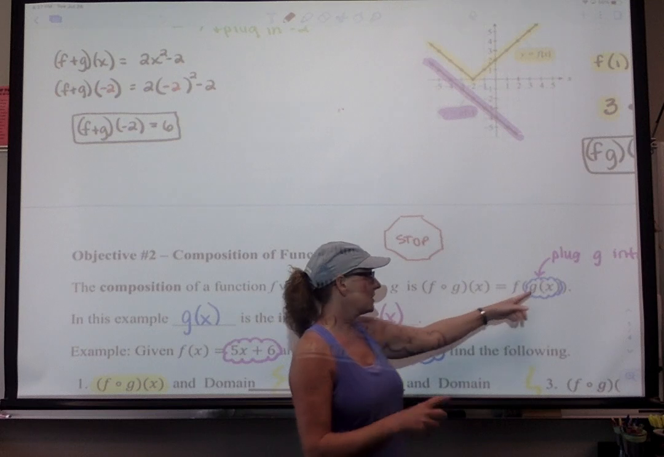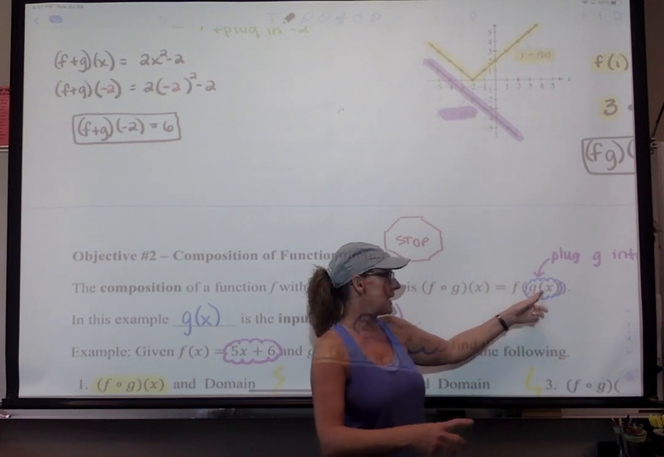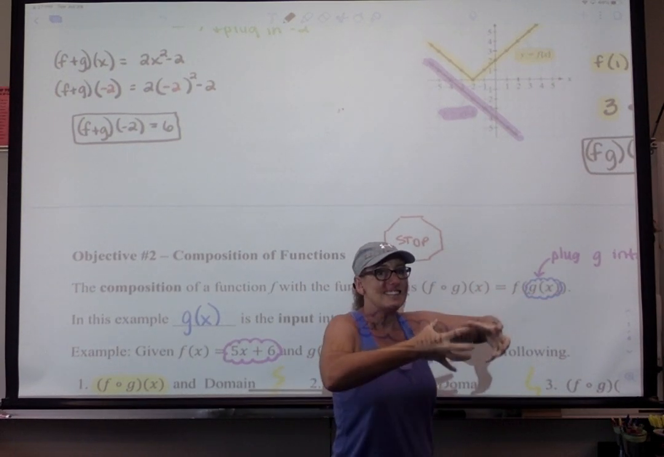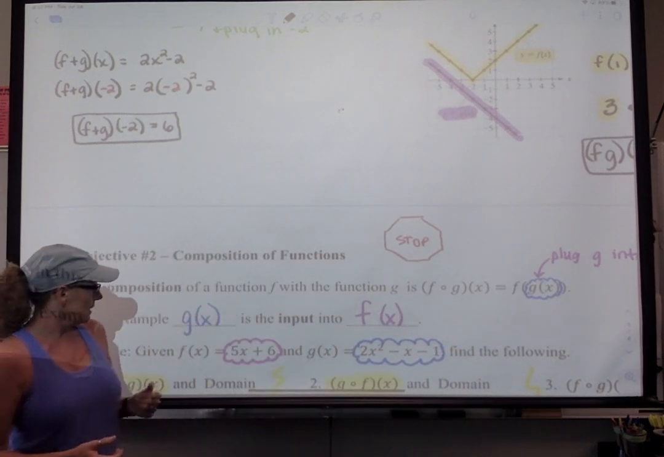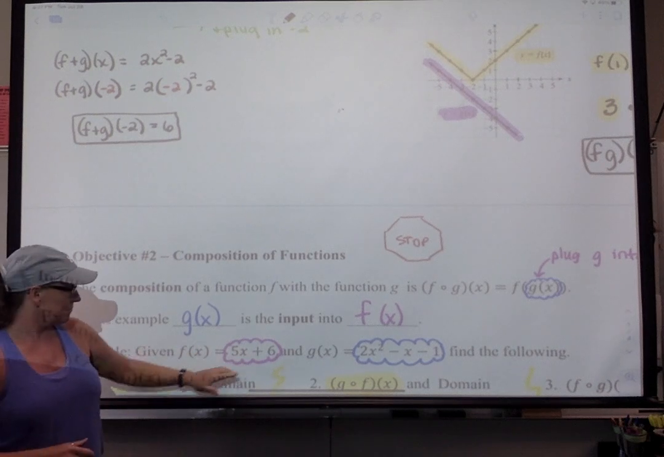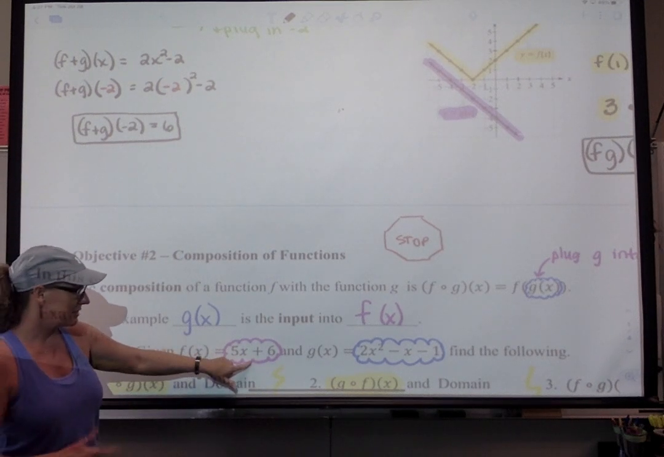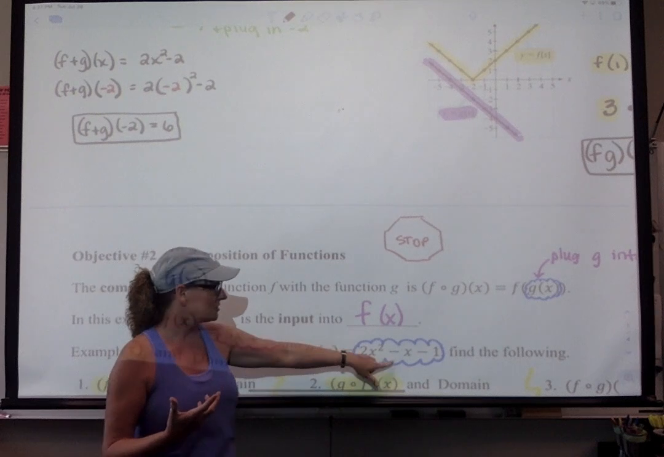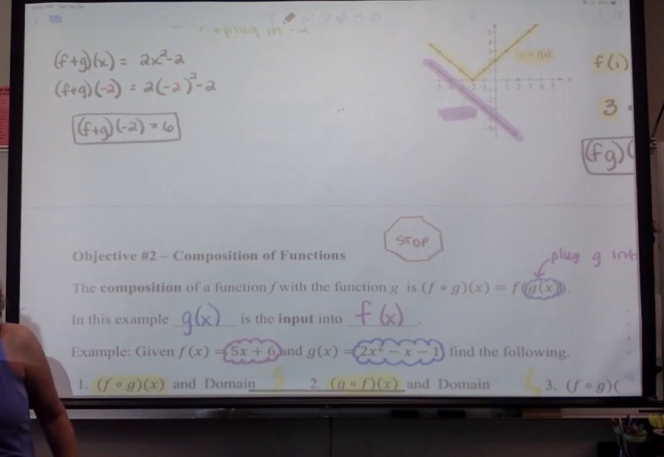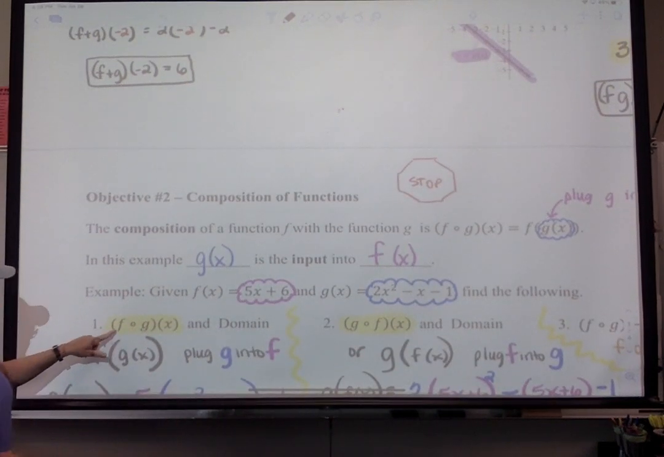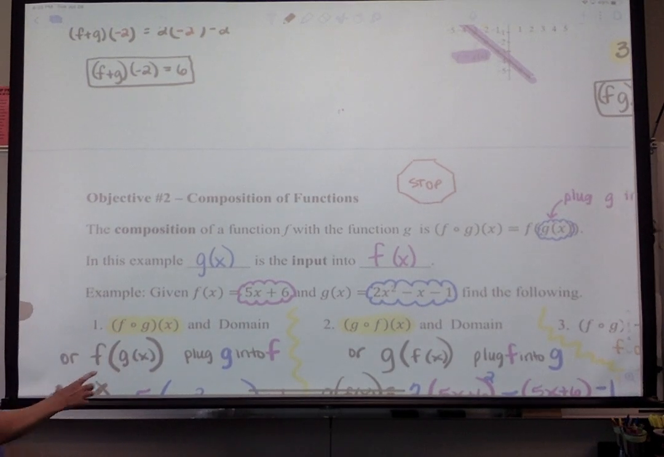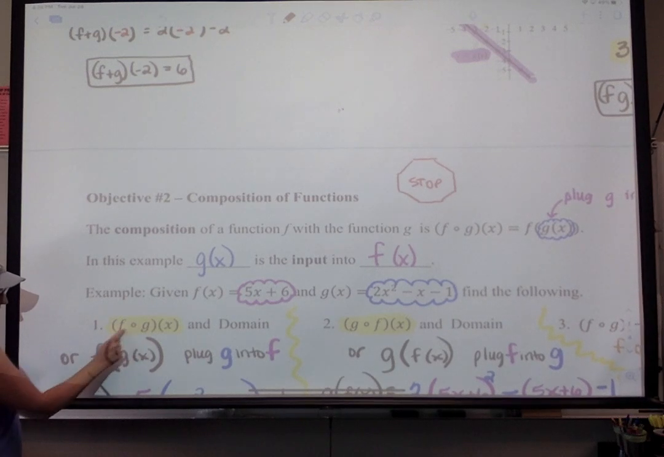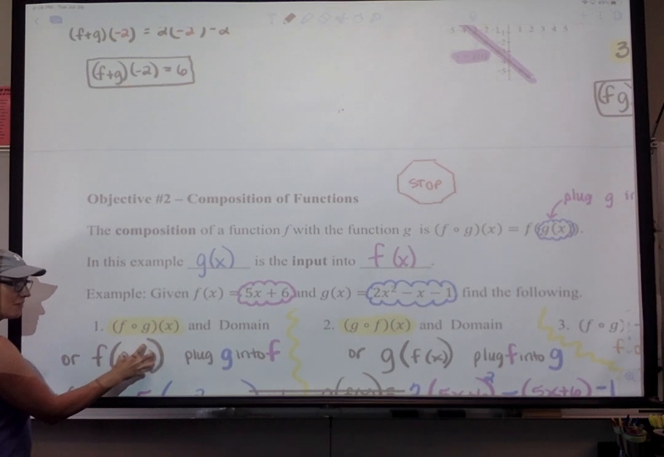Y'all are used to plugging in 2. Well, now we're going to plug in the entire g of x function. Okay? So again, I've labeled them. What if f looks like this? I color-coded it pink. What if g looks like this? First thing it says is to find f of g of x. So, again, I prefer to write it like this. F composition g means I'm going to take my entire g of x function.